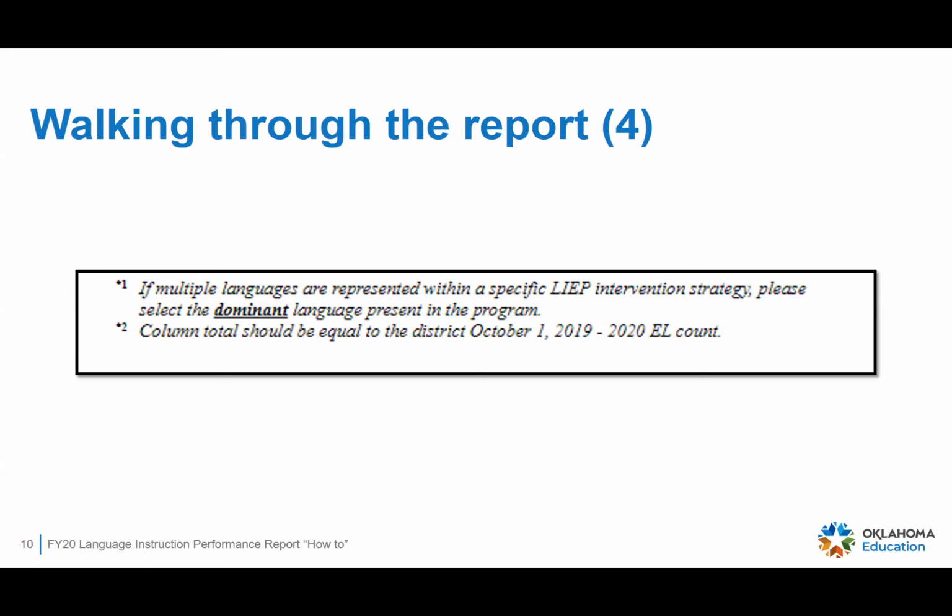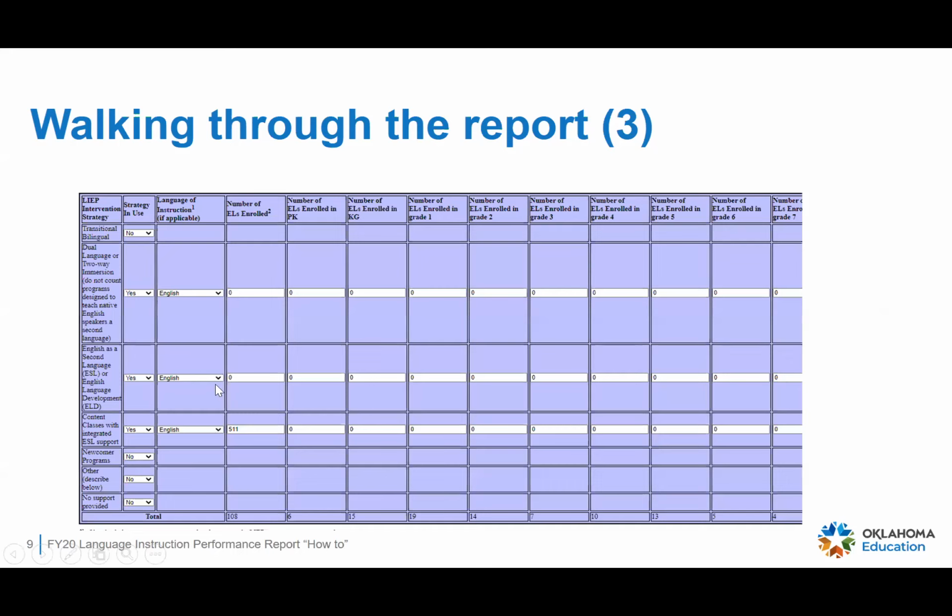So I'm going to go back to the previous slide here. In this column here where you select a language, select the dominant language if there's more than one language, and these totals across the bottom are drawn from the October 1 count, and these cannot be changed. So please make sure that the information you put in each column adds up to the total here, and that may require using not the most recent numbers, but this is a snapshot from last October.